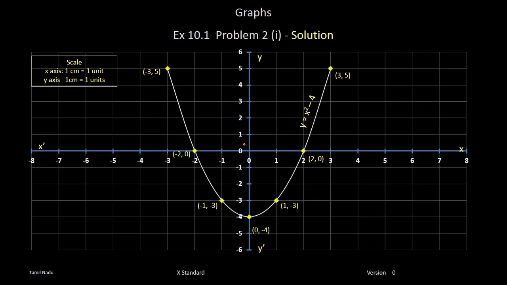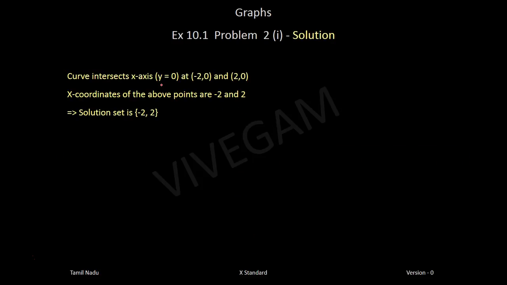Now we'll have to see where it intersects the x-axis, since you are asked to solve, right? So the solution is the x value of the point where the curve cuts the x-axis. So it cuts here and it cuts here. The points are minus 2, 0 and 2, 0. And the x coordinates are the solution or the roots of this equation. So the curve intersects the x-axis, that is y equal to 0, at minus 2, 0 and 2, 0. The x coordinates of these points are minus 2 and 2. Therefore, these are the roots and the solution set is minus 2, 2.